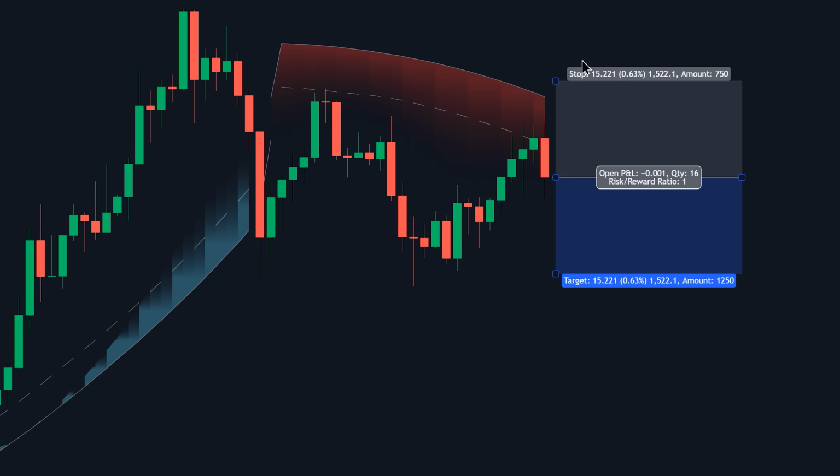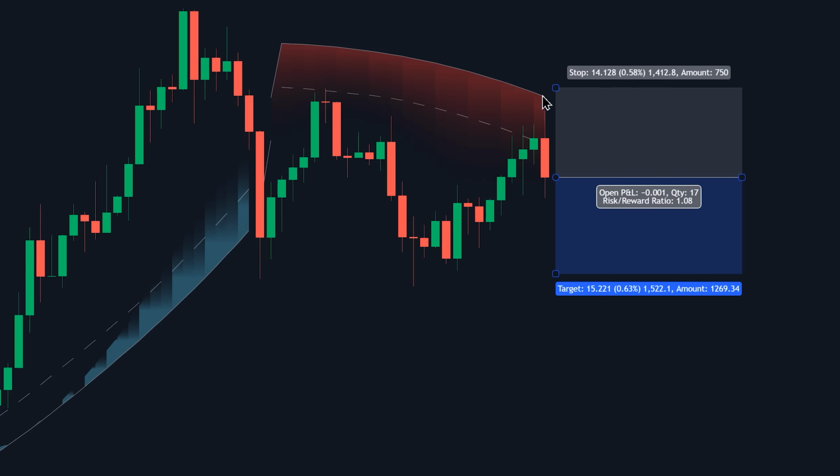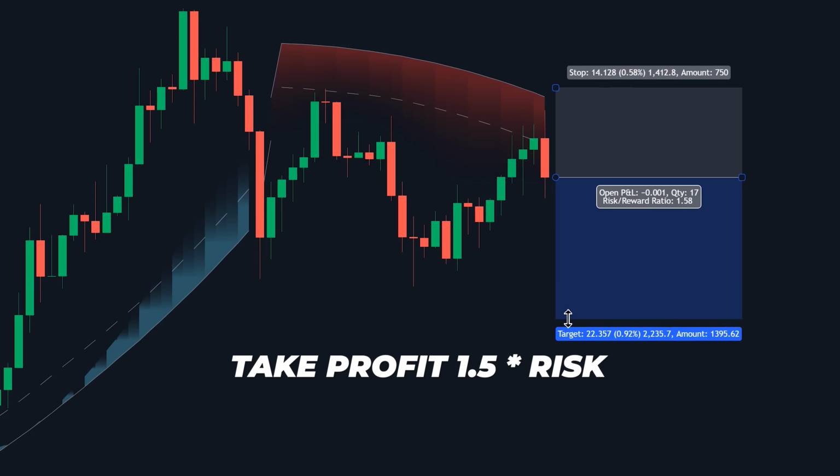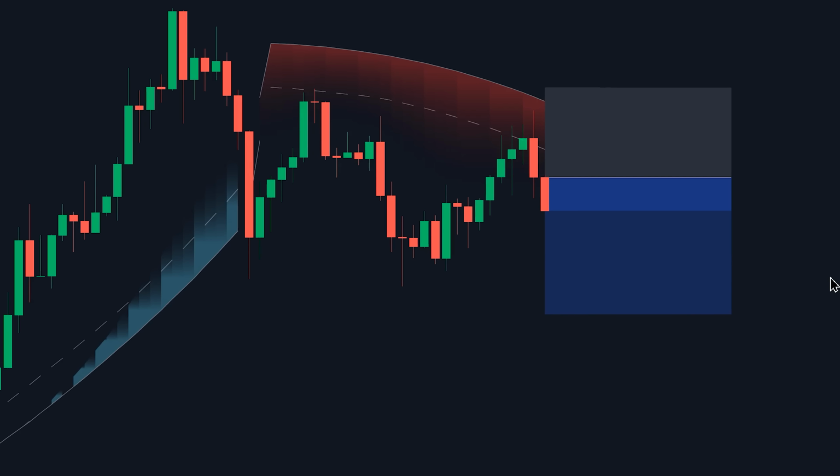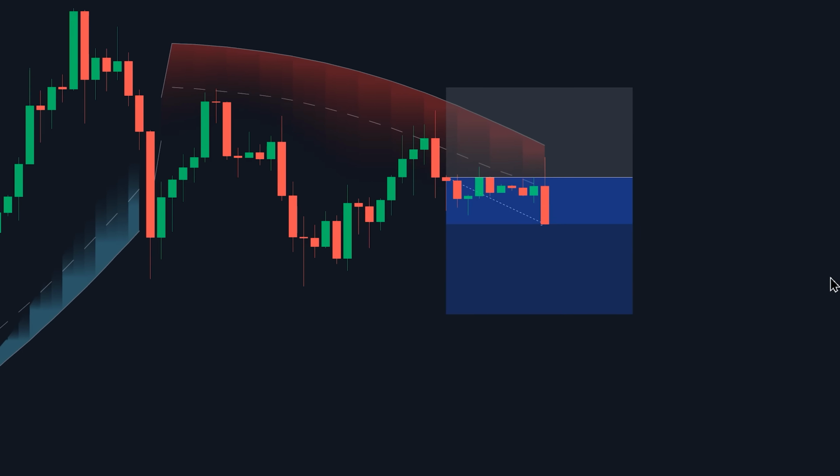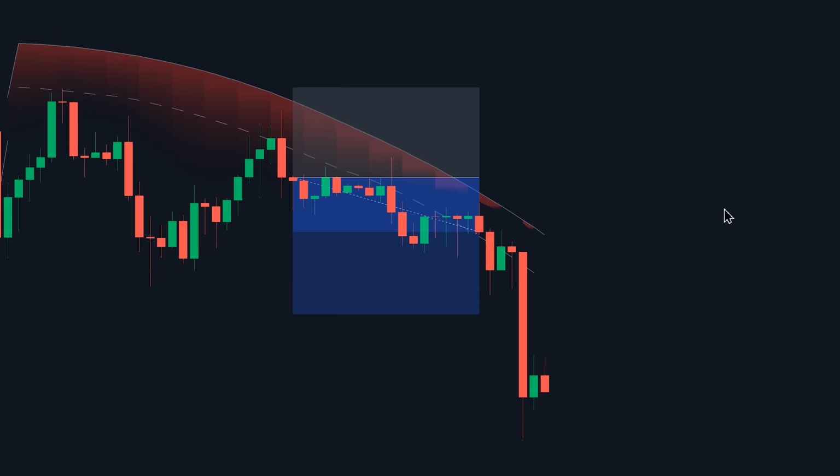Put the stop loss right above the trend cloud. The take profit is gonna be set at 1.5 times the risk, letting the trade run, and as you can see, the trade was profitable.